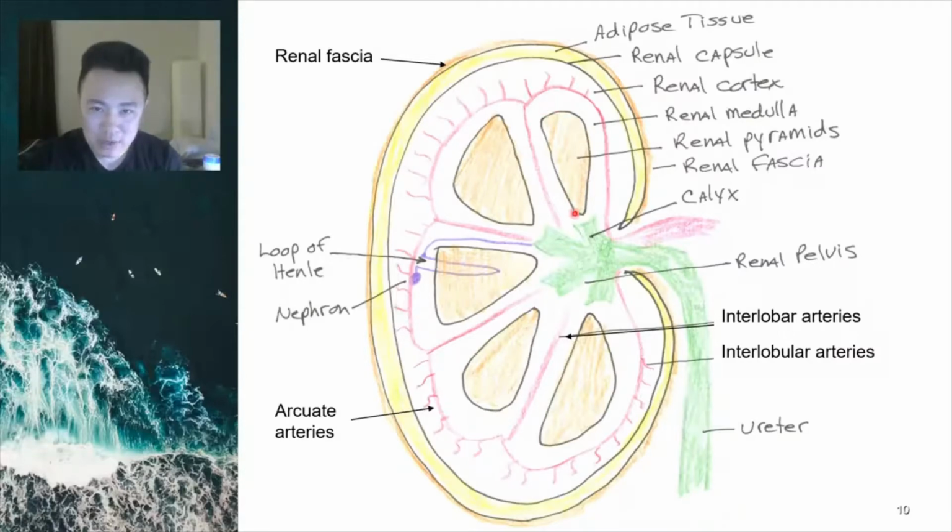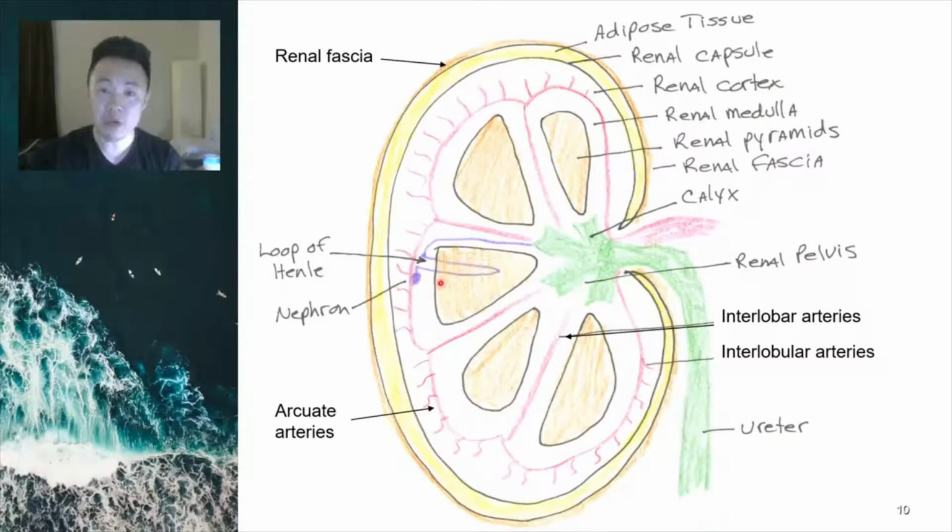And in here, these are the renal pyramids. And then here you have the calyx, or calyces. Plural is calyces. Singular is calyx. One calyx, many calyces. This would be the renal pelvis right here, this whole structure. And eventually it empties out into the ureter. Now, this structure here is known as the interlobar arteries. These are the interlobar arteries. And then down here you have the interlobular arteries, and you'll see that here.